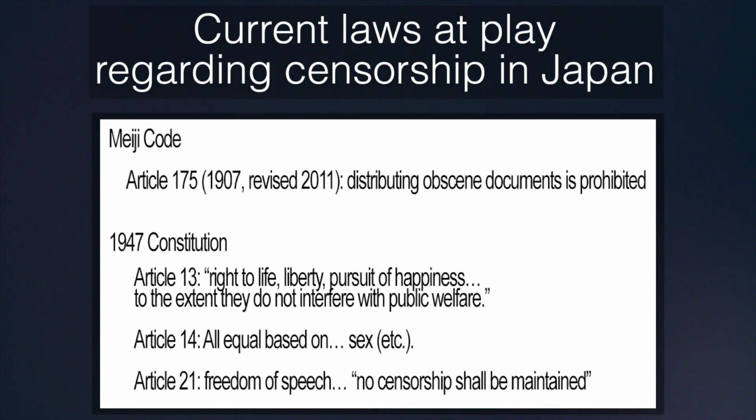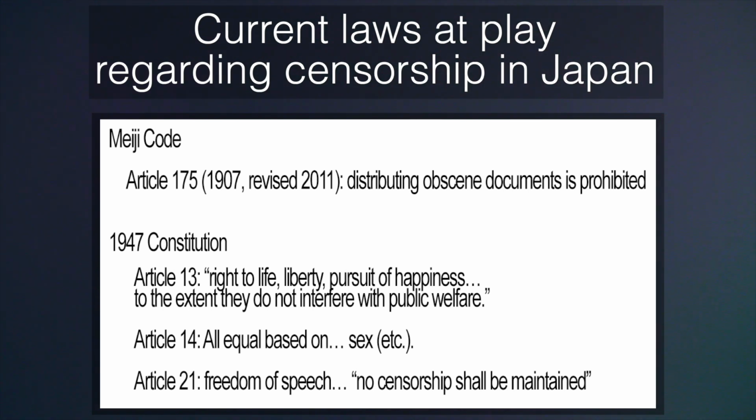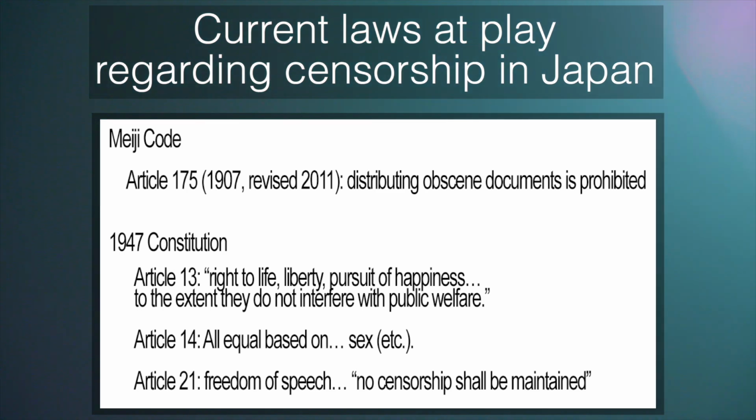Article 14 of the 1947 Constitution says that all are equal based on sex, and other things as well. And Article 21, of course, says there shall be freedom of speech, that no censorship shall be maintained. But let's go back to Article 13 again, right? To the extent that they do not interfere with public welfare. Again, that's a nice wiggly space for a lot of censorship to happen. If you could show that some expression interferes with public welfare, well then, there you go. And there is the past stipulation that distributing obscene materials is prohibited, such that it must, I guess, assume, if I put 2 and 2 together, that obscene materials somehow interfere with the public welfare.